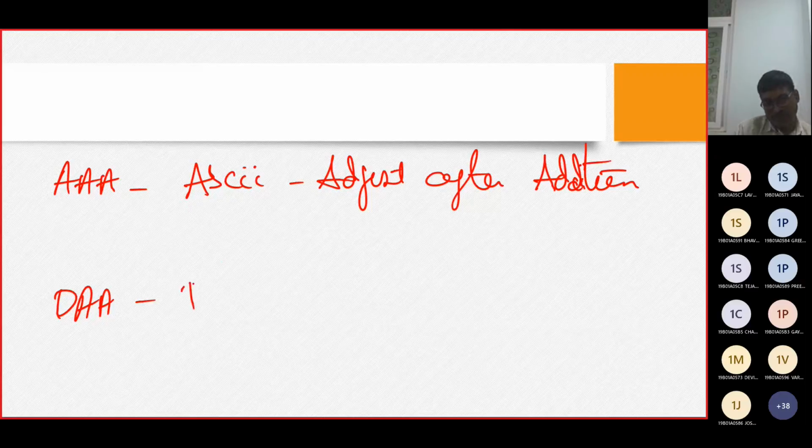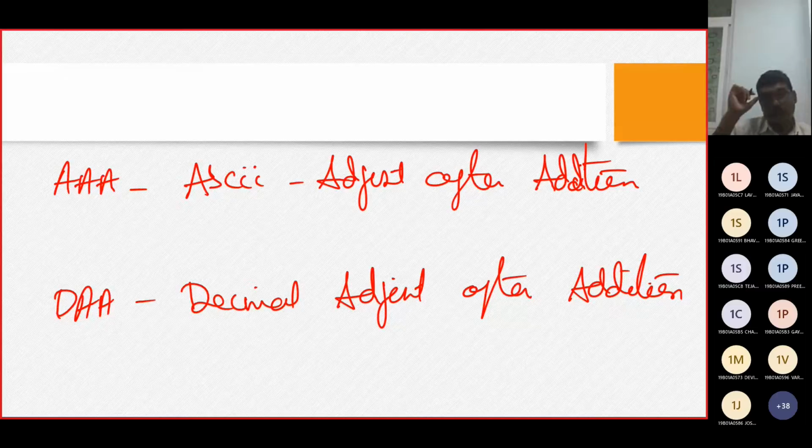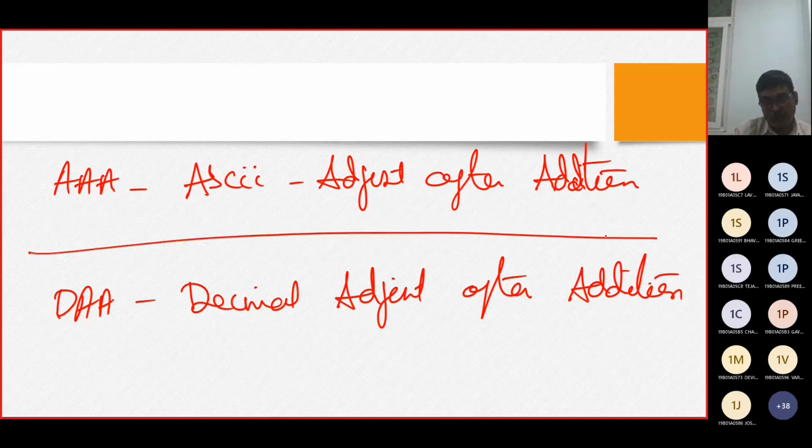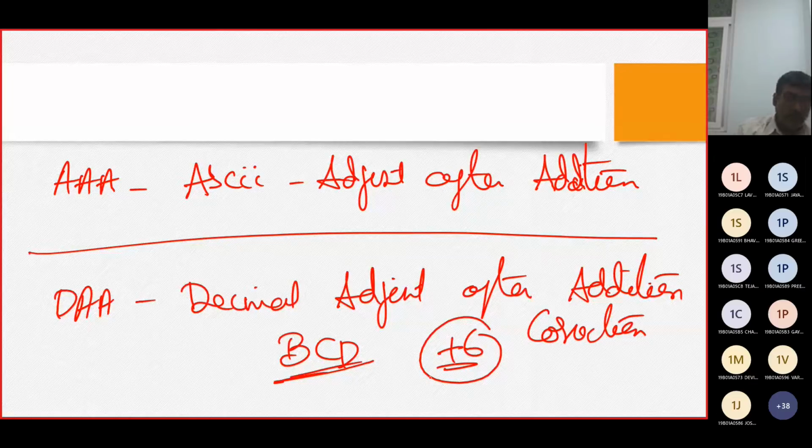DAA stands for decimal adjust after addition. So if we are going to work with binary coded numbers, and if we are going to use plus or minus 6 as a correction factor, then we are going to say it is DAA.